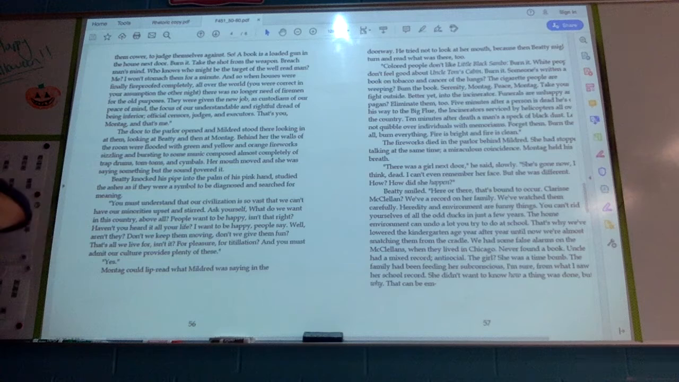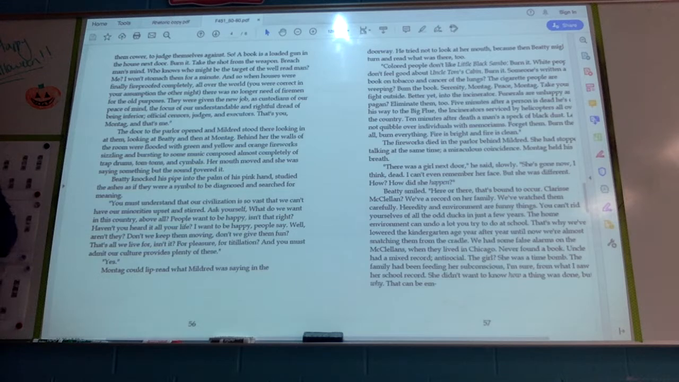The doors of the parlor are open, and Montag just stood there, looking at them, looking at Beatty and then at Mildred in one place. Behind her were the walls of the room, filled with green, yellow, and orange fireworks, sizzling and bursting into some music composed almost completely of trap drum tones and cymbals. Her mouth moved, and she was saying something that the sound covered. Beatty knocked his pipe into the palm of his pink hand, studied the ashes as if they were symbols he diagnosed and searched for the meaning.